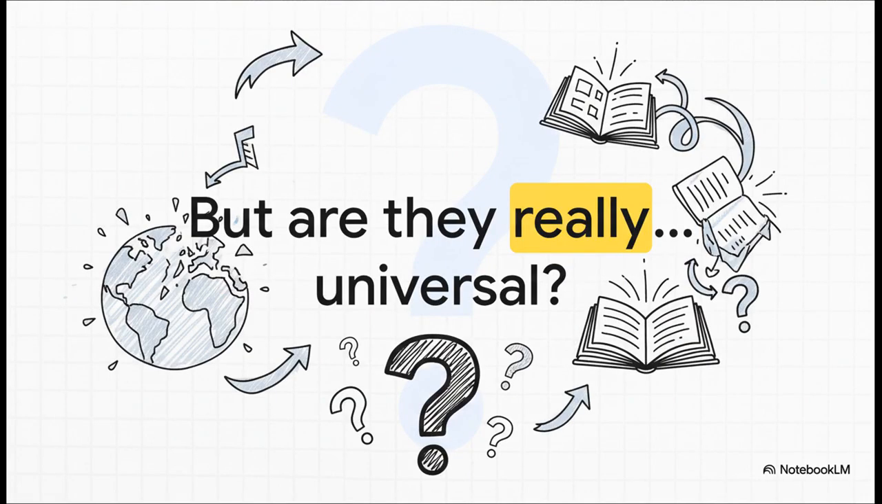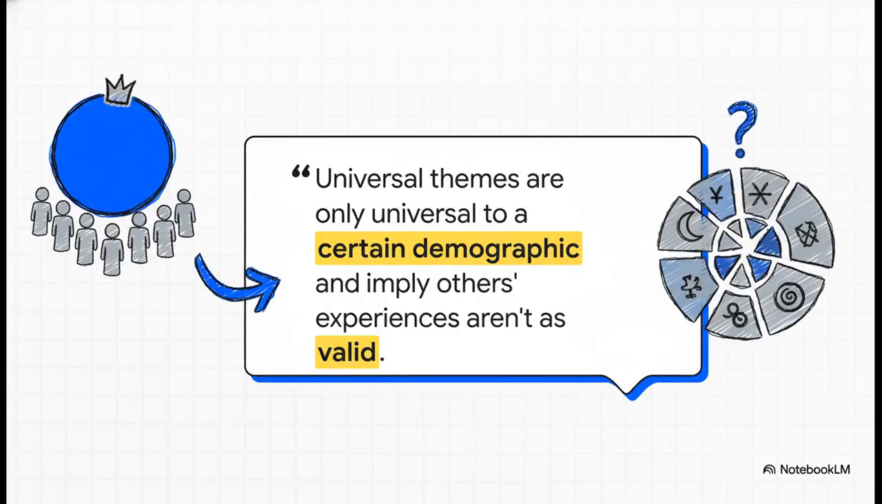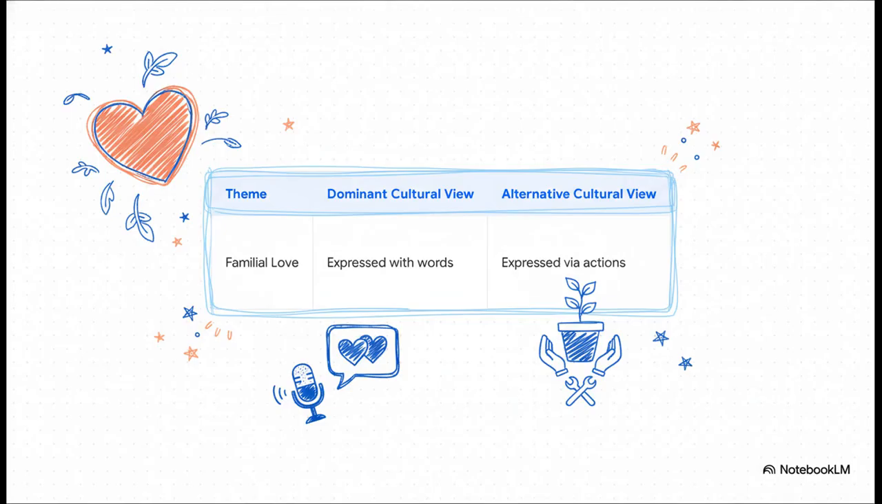But what if that's just not true? What if calling something universal actually makes our world smaller, not bigger? This is a fantastic point from Amanda over at Bookish Brews. She argues that what we call universal often isn't universal for everyone. It's really just universal for the dominant culture, and it accidentally implies that other ways of experiencing the world aren't as important or valid.